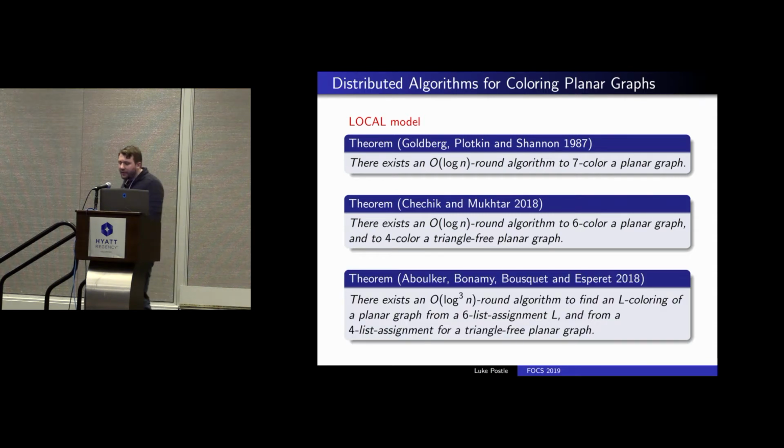For list coloring, a different group, Albuquerque, Bonamy, Bousquet, and Esperet, didn't get a log n, they got log^3 n, but they're able to do it for list coloring, to find an L-coloring of a planar graph from a 6-list assignment L, and from a 4-list assignment if you're triangle-free planar. So slightly worse bounds, but they can actually do this all for list coloring.